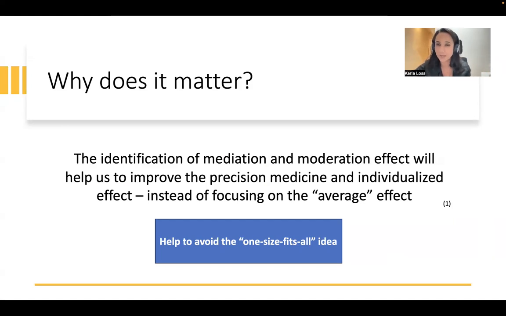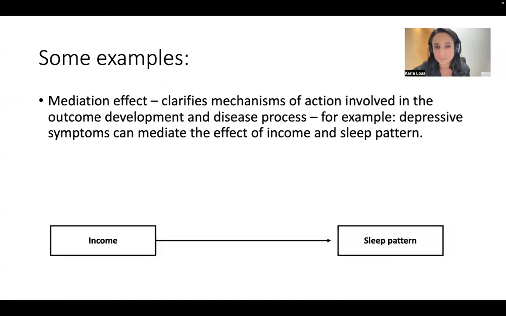We are so complex. Human bodies are so complex. Why should we think that one drug will have its own average effect in everyone? So let's start with some examples.